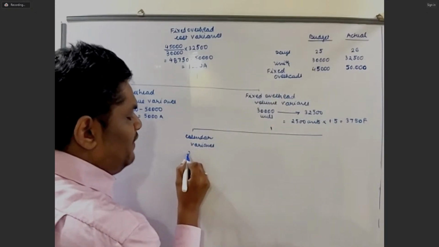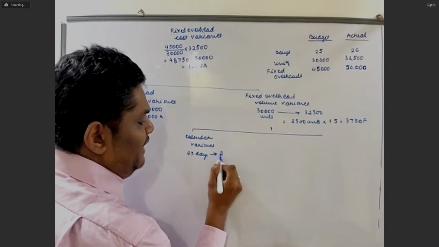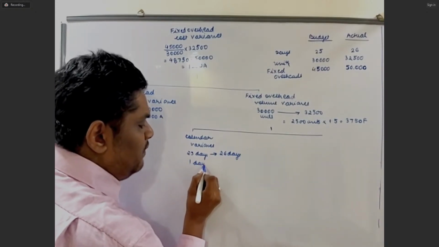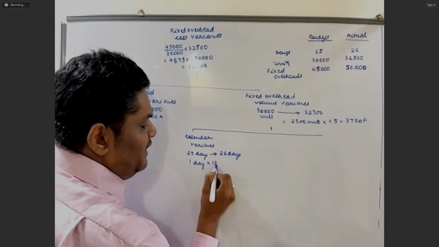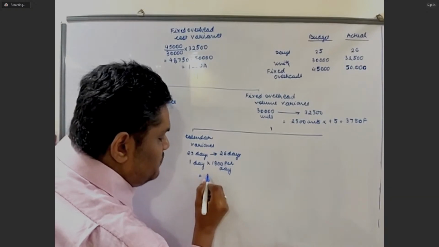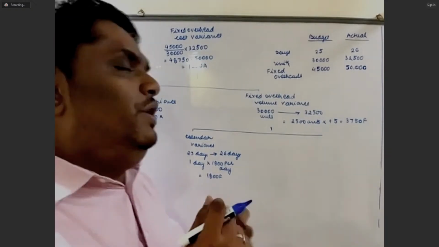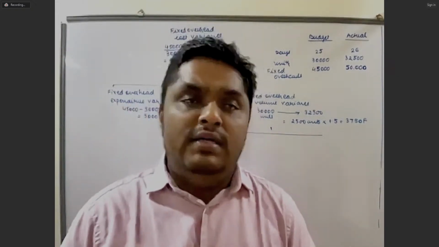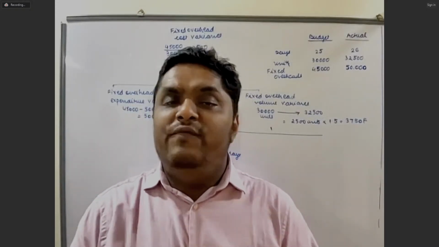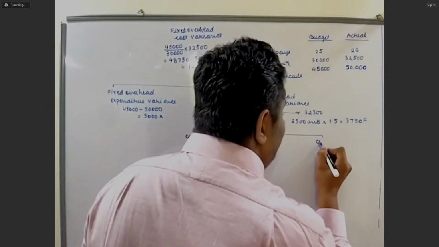We were supposed to work for 25 days. We actually worked for 26 days. 1 day extra we worked into the rate per day, that is 1800 per day. So this will be 1800 favorable. Again, since no information is given in the question as regards hours, we will not be calculating capacity variance because the information is missing. But yes, we'll be calculating efficiency variance.